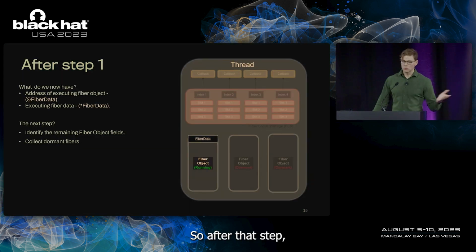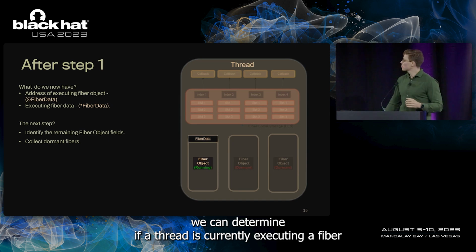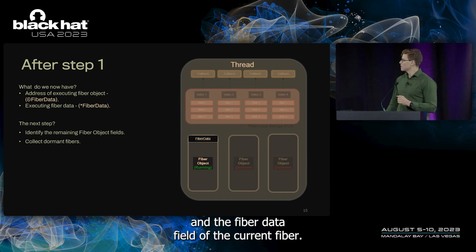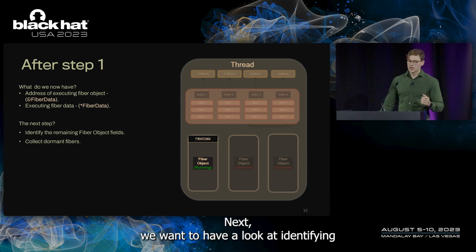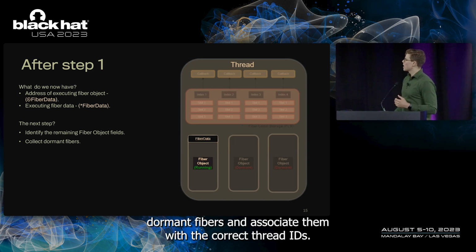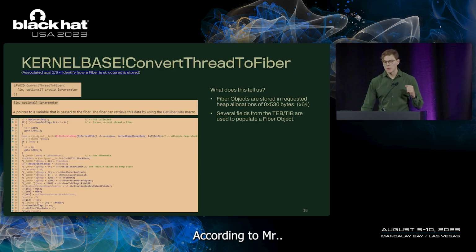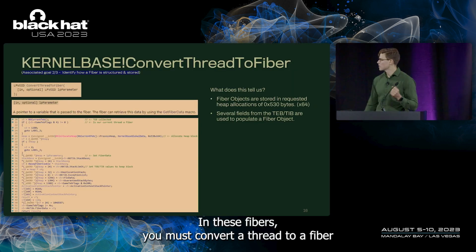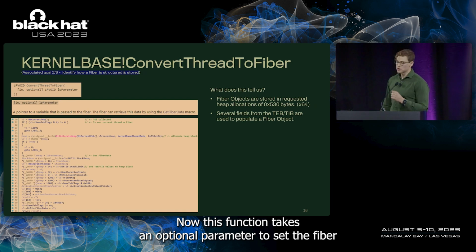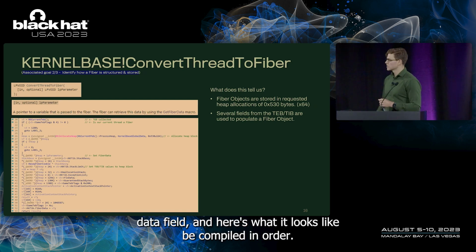So after that step, we can determine if a thread is currently executing a fiber and the fiber data field of the current fiber. Next, we want to have a look at identifying the remaining fields in the fiber object and how to find dormant fibers and associate them with the correct thread ID. According to MSDN, to use fibers, you must convert a thread to a fiber with ConvertThreadToFiber. Now, this function takes an optional parameter to set the fiber data field.